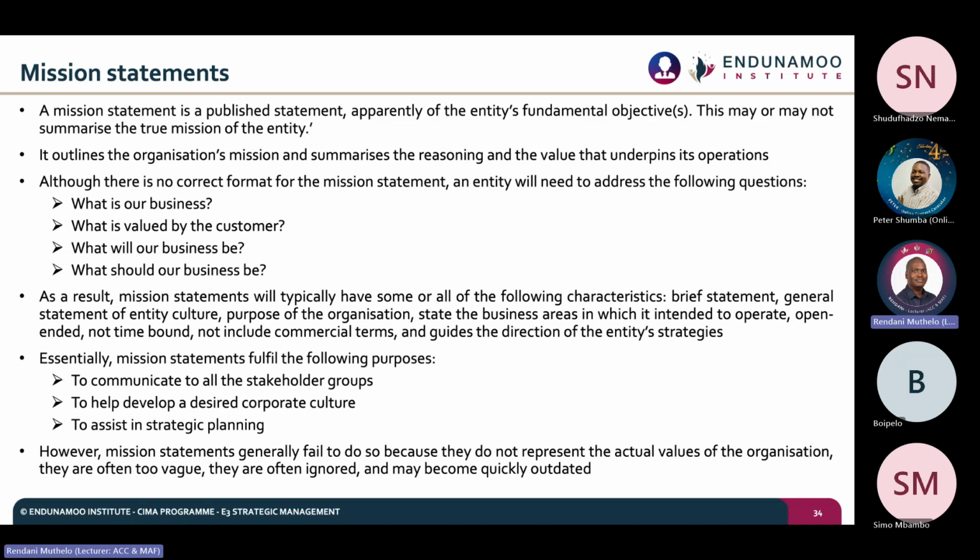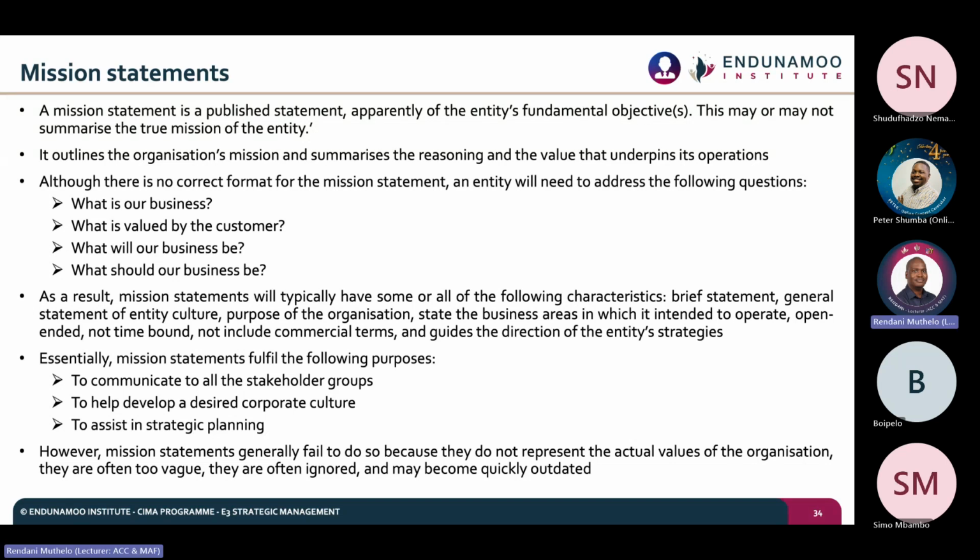This may or may not summarize the true mission of the entity. What that is saying is that we could have a mission statement which talks to the fundamental objective, but the true mission could be that people just want to be rich. But that statement will not say that, because people will not buy from you if you say that the objective of starting this company is to be rich. So yes, it could be one of your objectives or your true mission, but don't go telling the world about it.